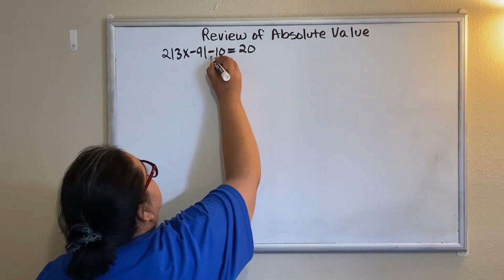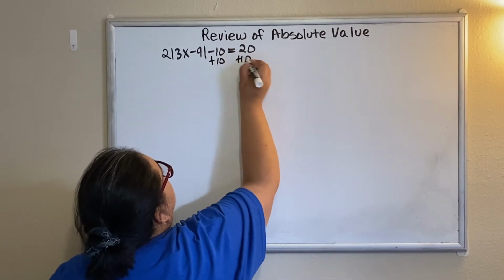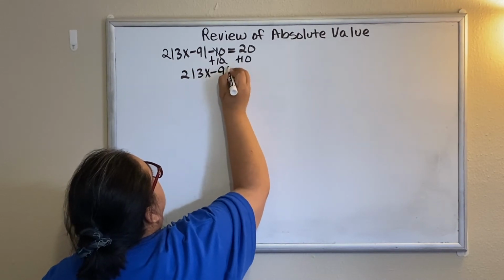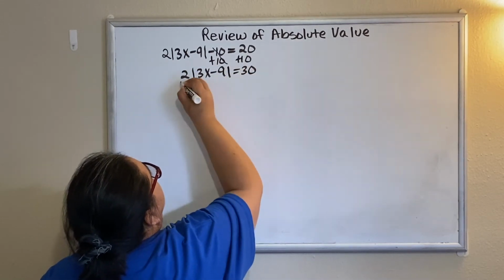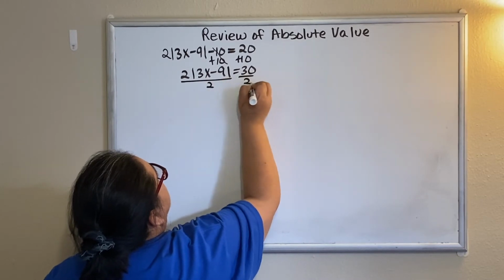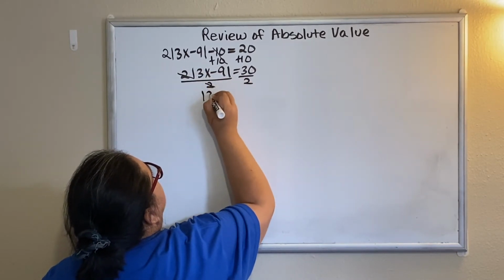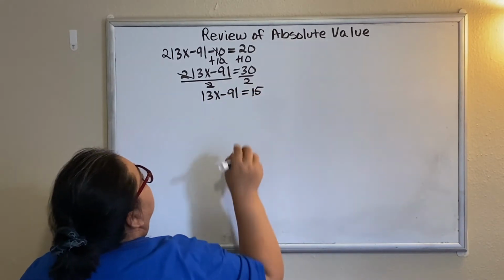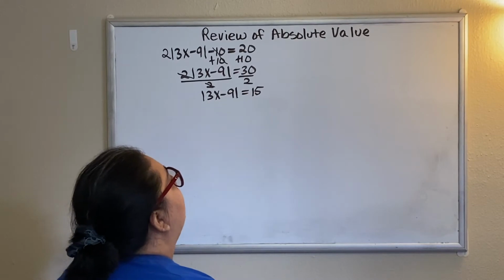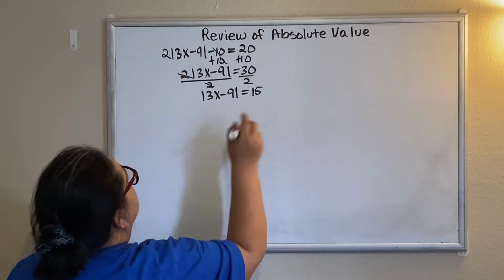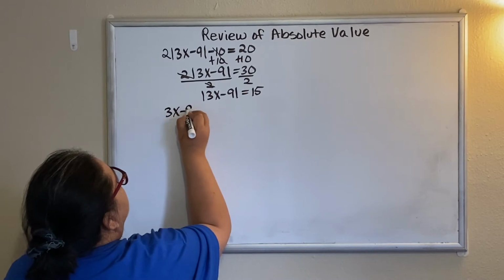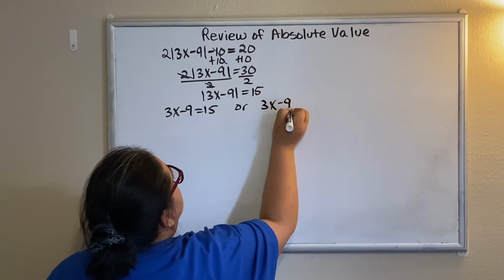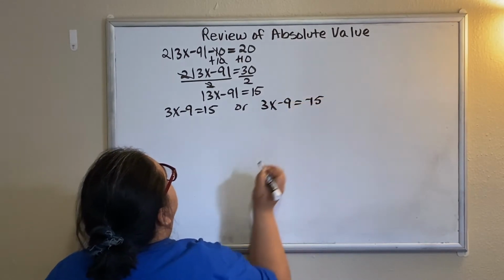So we're going to add 10 to both sides here, eliminating the 10. And we get 2 times the absolute value of 3x minus 9 equals 30. Now we're going to divide both sides by 2, reducing the 2, and we get the absolute value of 3x minus 9 equals 15. It equals a positive number, so it is not no solution. So we need to make 2 equations.